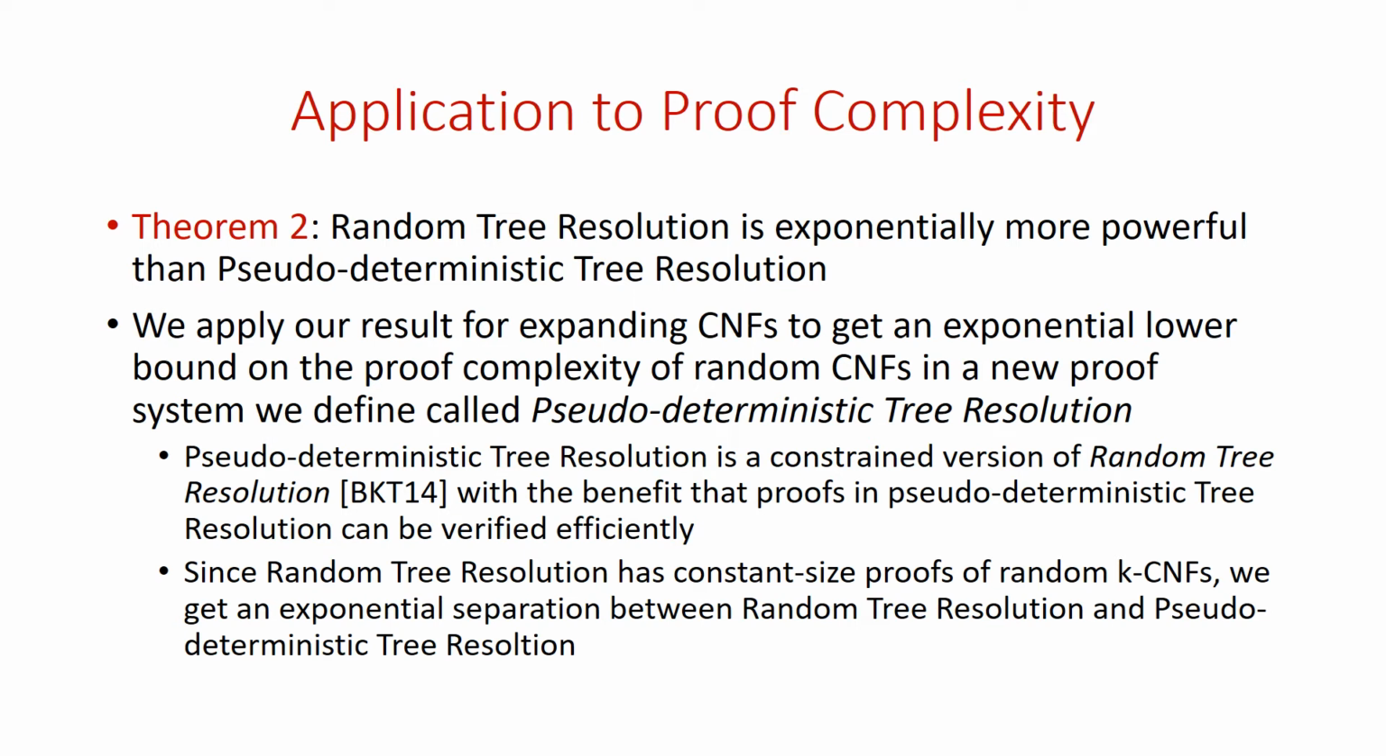Just a bit more about theorem 2. Random tree resolution is exponentially more powerful than pseudo-deterministic tree resolution. Here we apply our result for expanding CNFs, and our separation is for random CNFs. For random CNFs, it's known that they can be proved with constant proof size in random tree resolution, a proof system that was defined by Bas, Kolodziejczyk, and Taupin, I believe.